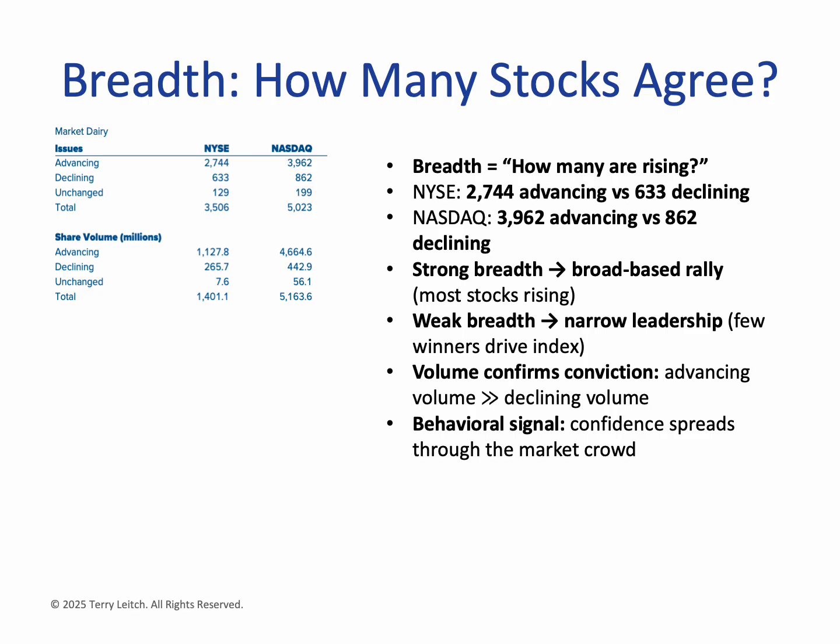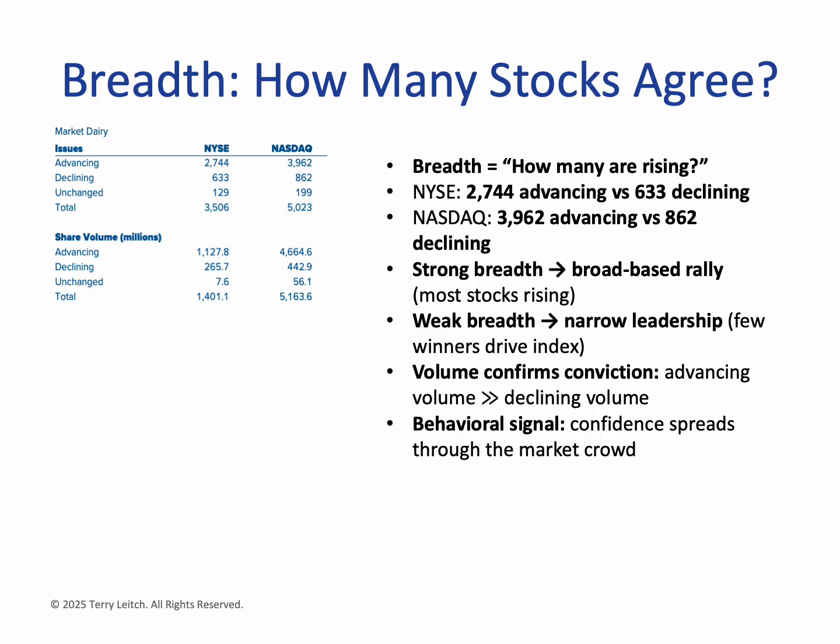Breadth is a good measure. So looking at the advances versus decliners, we can see here lots of advancing stocks, about 4 to 1. We look at the volume. We see that roughly they're the same volume in terms of millions of shares. So strong breadth, broad-based rally.